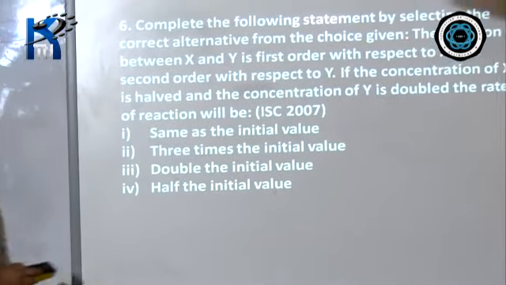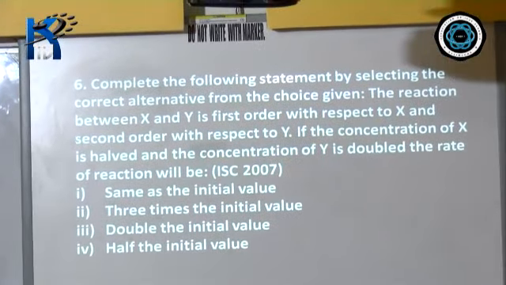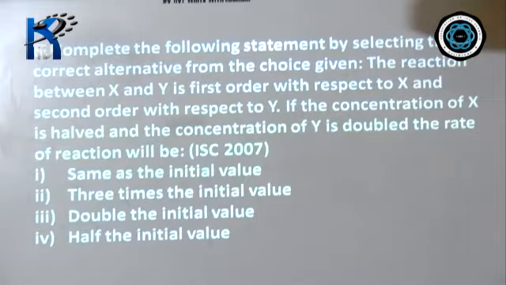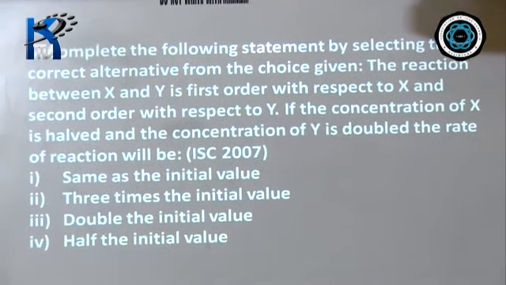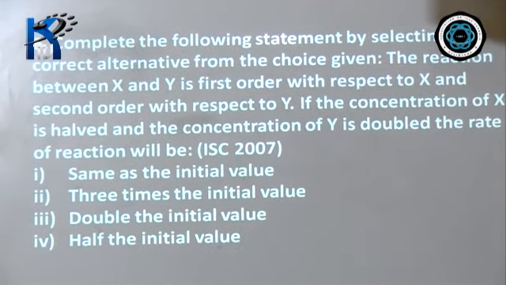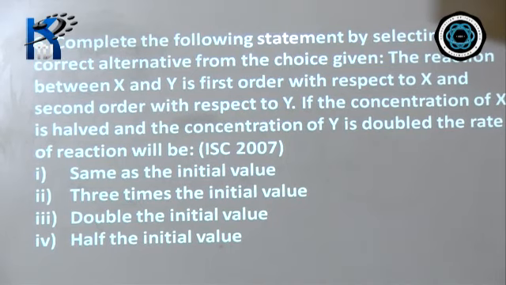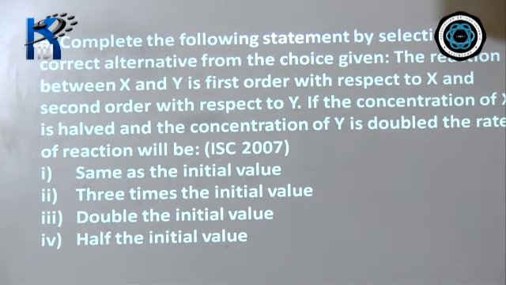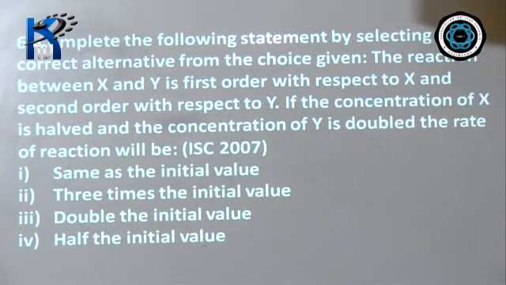Okay, this is one objective question which has 4 options. Now we are going to solve this one. Complete the following statement by selecting the correct alternative answer from the given choice. These are the 4 options which came in ISC 2007, students. But you cannot solve this randomly. You have to make a rough work.